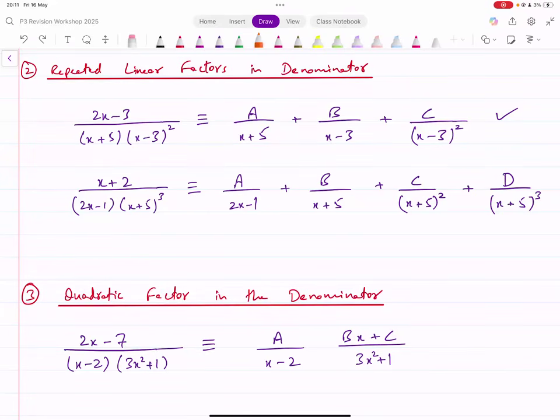We have one fraction in which x minus 3 is the denominator, and another fraction in which x minus 3 whole squared is the denominator. So we consider power 1 of x minus 3 in one denominator and power 2 in the other denominator, and that is going to come in two fractions like this.